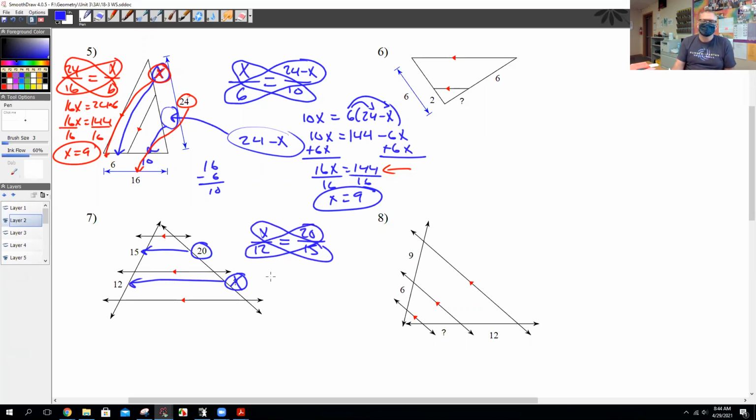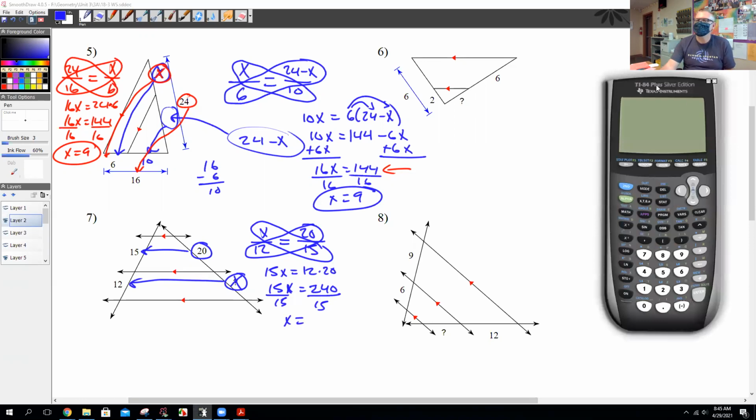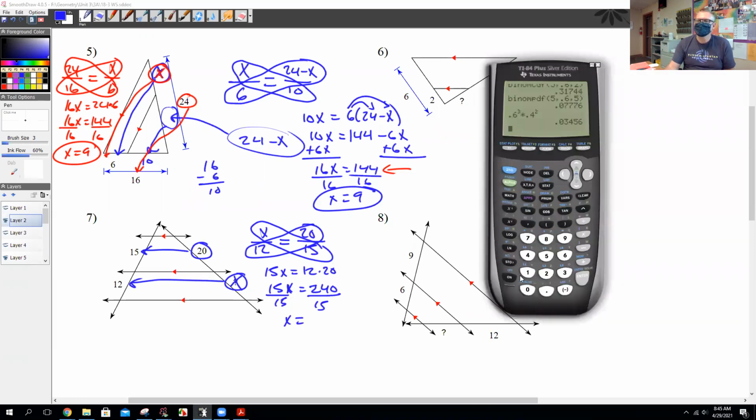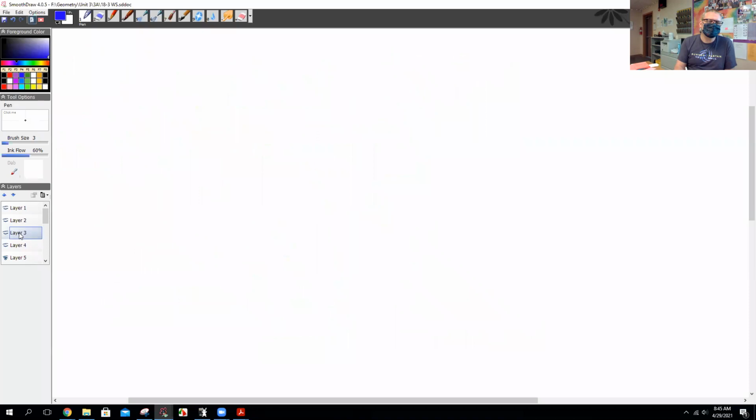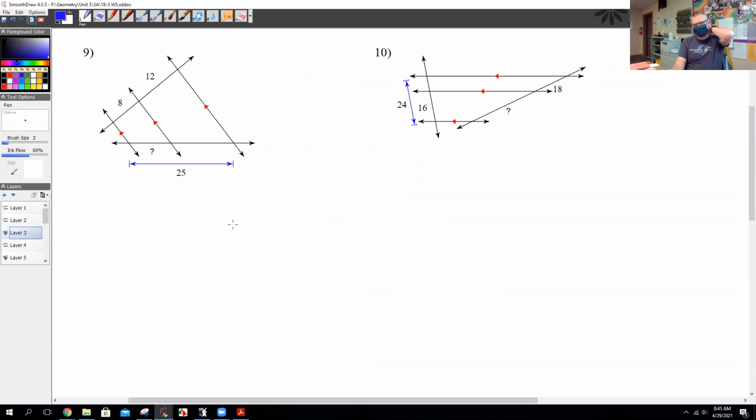Okay. So we got 15 times x equals 12 times 20. So 15x, 12 times 20 is 240. All right. Divide both sides by 15. 240 divided by 15 gives us 16. So we get 16 for that one. We doing okay on this? You guys see how similar it is to yesterday's stuff and the day before, right? We keep doing a lot of the same thing over and over again.